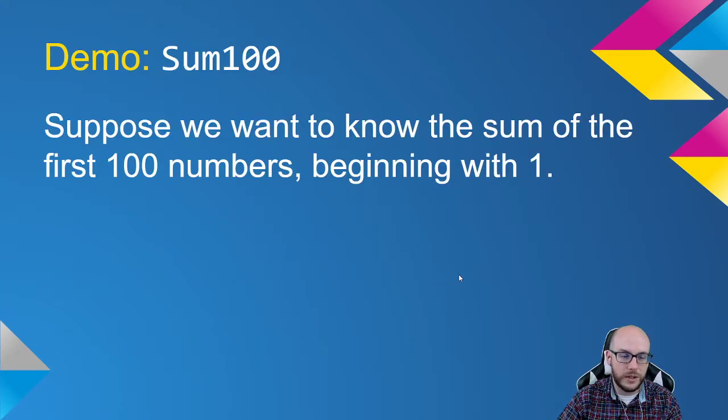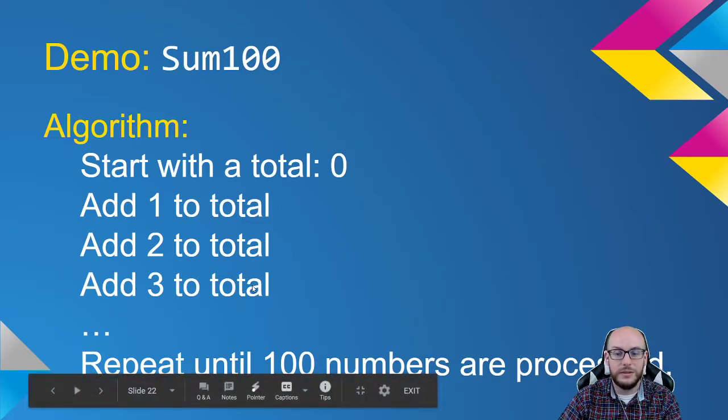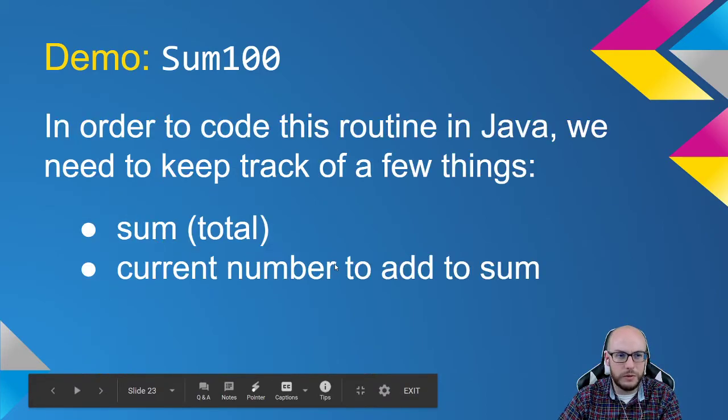Okay, let's get some stuff under our belt. Suppose we want to know the sum of the first 100 numbers, beginning with 1. I want to know what 1 plus 2 plus 3 plus 4 all the way to 100 is. Our idea is we're going to create some type of variable to store our total, to keep track of our sum at any given moment. We'll add 1 to that, and then 2, and then 3. We keep going until we hit 99, 100, and that's the point at which we would stop.